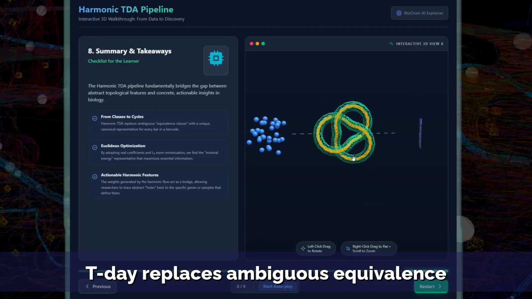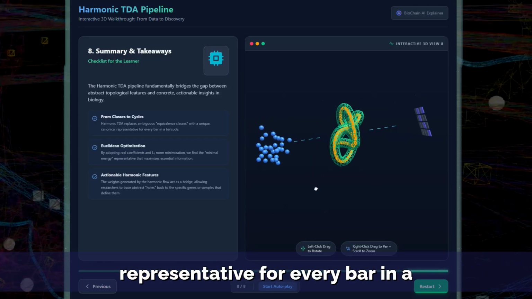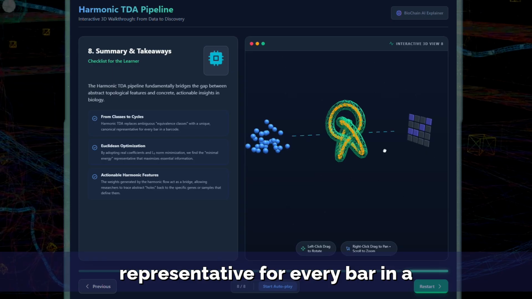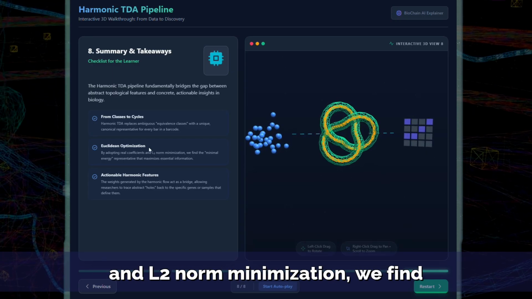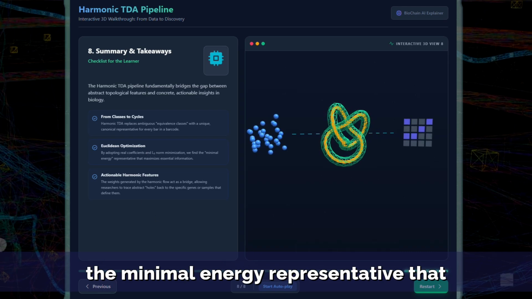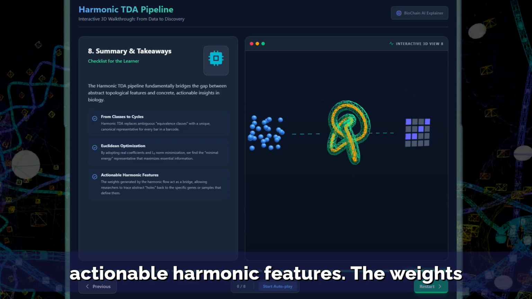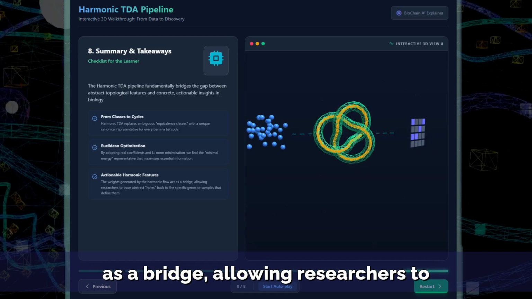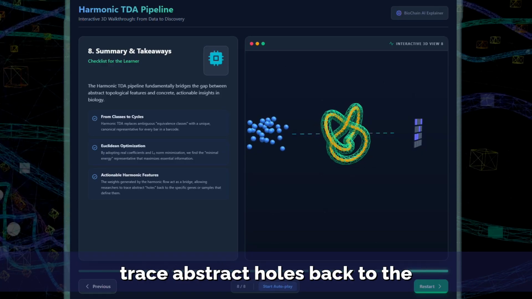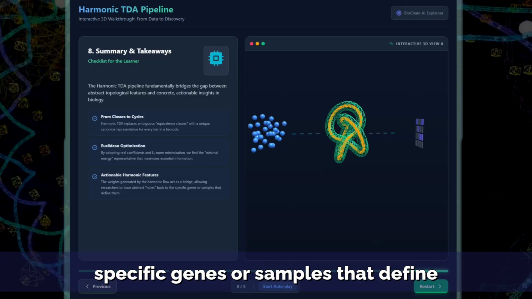Harmonic TDA replaces ambiguous equivalence classes with a unique canonical representative for every bar in a barcode. By adopting real coefficients and L2 norm minimization, we find the minimal energy representative that maximizes essential information. Actionable harmonic features: the weights generated by the harmonic flow act as a bridge, allowing researchers to trace abstract holes back to the specific genes or samples that define them.